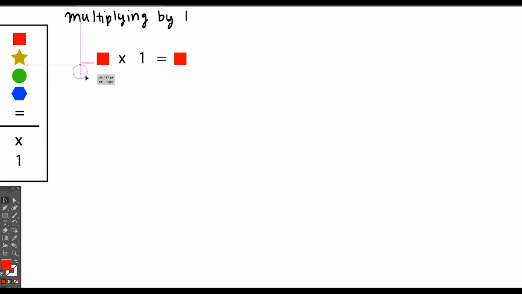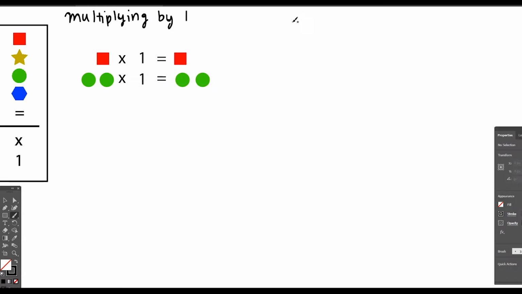And similarly, let's just say I had 2 green circles and I'm going to take those 2 green circles 1 time. So the answer is very simple. It's just 2 green circles, right? So hopefully so far we are on the same page. Okay, now let's look at another really simple concept, dividing something by itself.